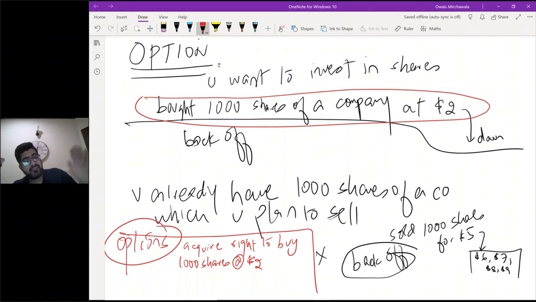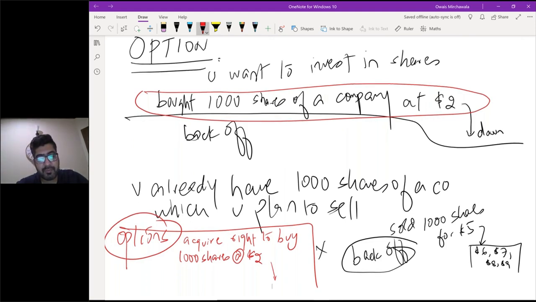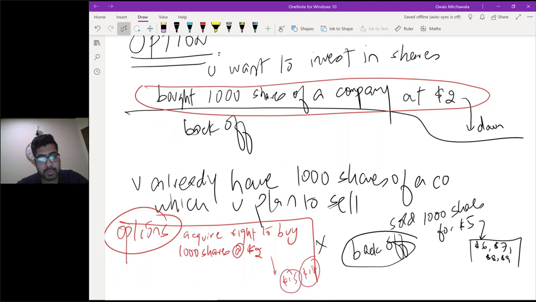On the condition that if prices start moving up, becoming 2.3, 2.4, 2.5, 3, 4, 5, I acquired the right to buy 1,000 shares at $2. I didn't buy shares. If the prices become 3, 4, 5, I will exercise my right, get these shares for $2, and then sell them for 3, 4, 5 in the open market and earn a heavy gain. And the condition is that if the prices start going down, to 1.5, 1.4, and I start incurring loss, I will back off from this deal.